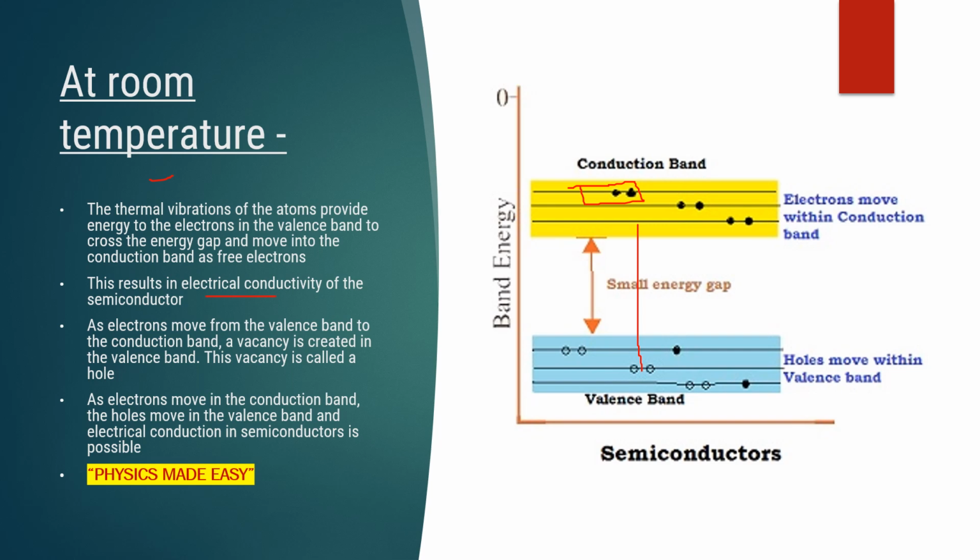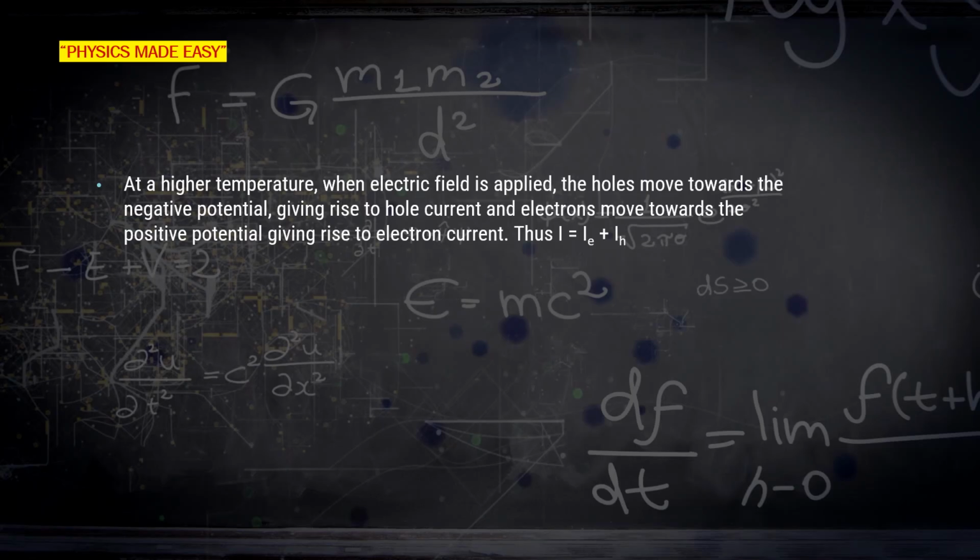As the electron moves from the valence band to the conduction band, a vacancy is created in the valence band, and this vacancy is known as a hole. As the electron moves in the conduction band, the hole moves in the valence band, and electrical conductivity is possible. So in this way, when an electric field is applied, the hole moves towards the negative potential, giving rise to the hole current, and the electron moves towards the positive potential, giving rise to the electron current.